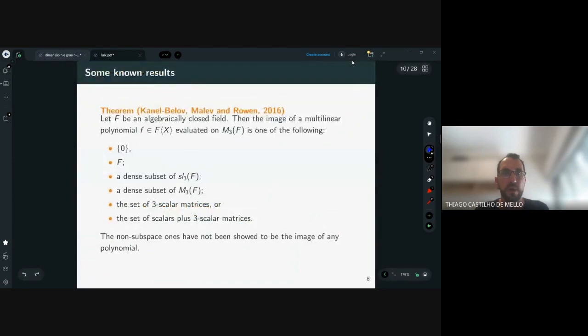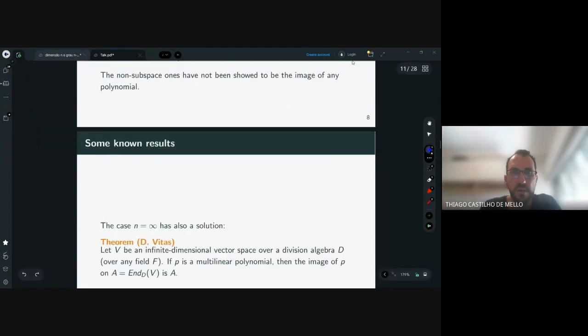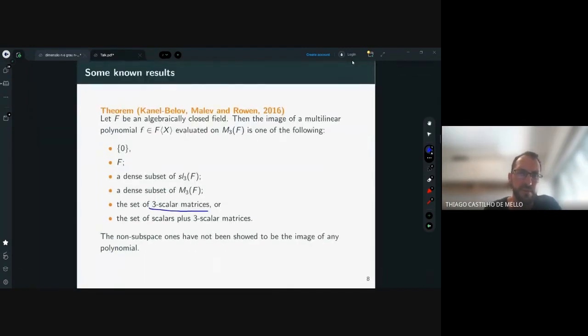Also, for 3 by 3 matrices, they have some positive results showing a list of possibilities for the image of such a polynomial. But the problem here is that there are some cases which are not necessarily subspaces of 3 by 3 matrices, but these cases, which are not subspaces, have not been realized as the image of some polynomial. So the problem is still open even for 3 by 3 matrices. Here they have some types of subsets. I will not enter into these details, but just to show that there is a finite list of possibilities here.